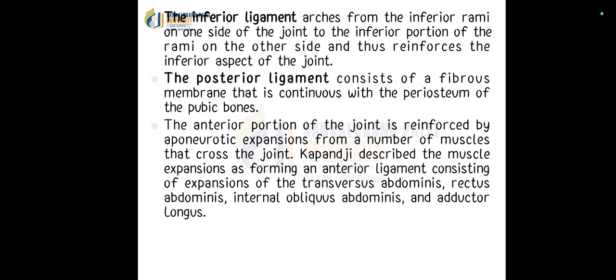The anterior portion of the joint is reinforced by aponeurotic expansion from a number of muscles that cross the joint. Appendix G describes the muscle expansion as forming an anterior ligament consisting of expansions of the transverse abdominis, rectus abdominis, internal obliquus abdominis, and adductor longus.